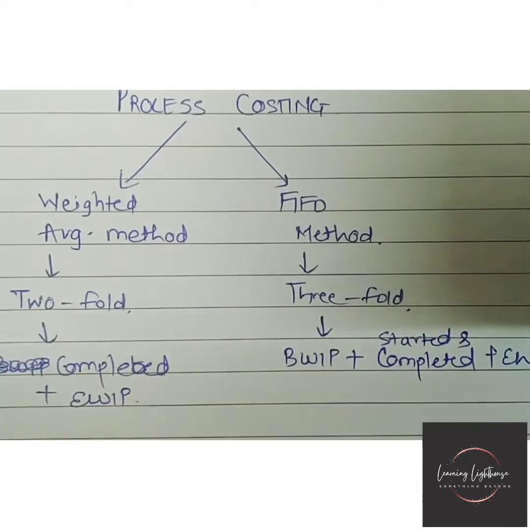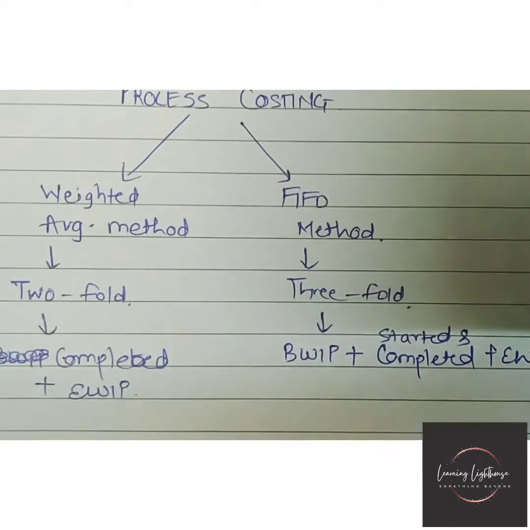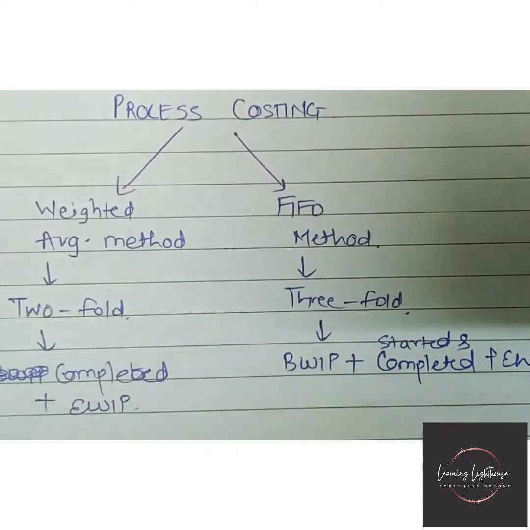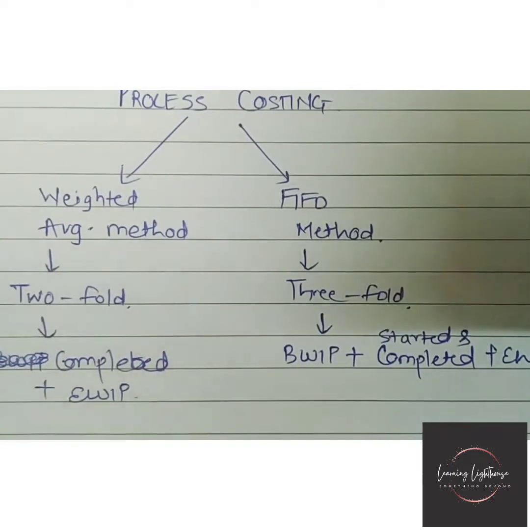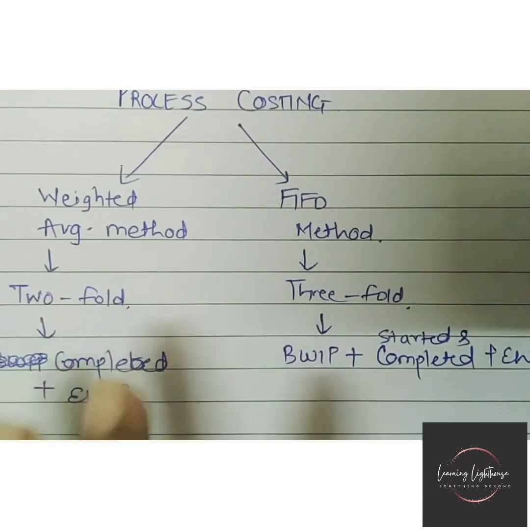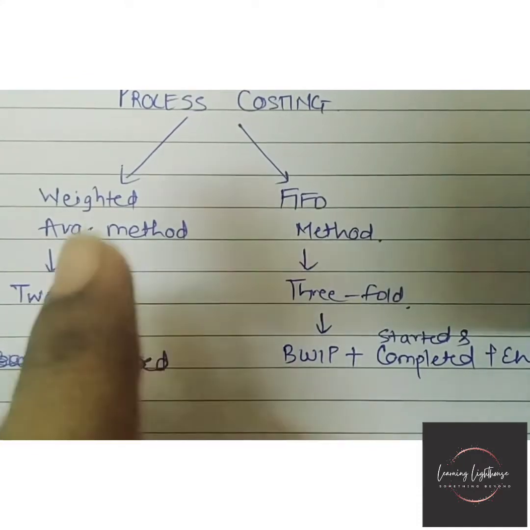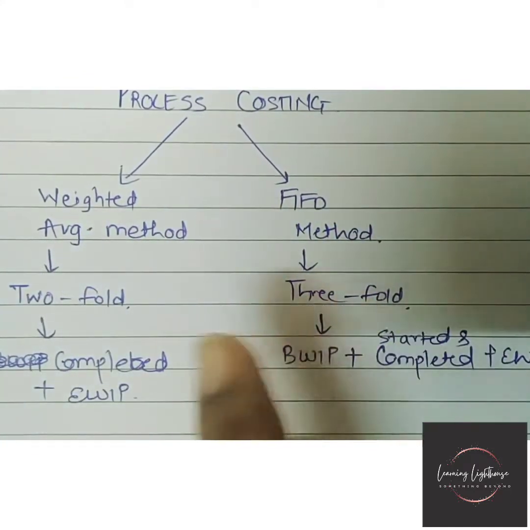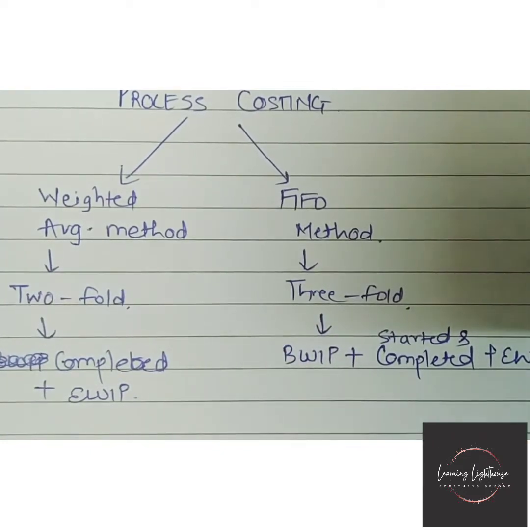Basically, people get confused about how we need to solve the sums under process costing. So today we are first going to understand the concept, and in the next video I'll be showing you how to solve the sums under process costing. Under the weighted average method we have completed plus ending WIP, whereas under the FIFO method we follow threefold, which is beginning WIP plus started and completed plus ending WIP.